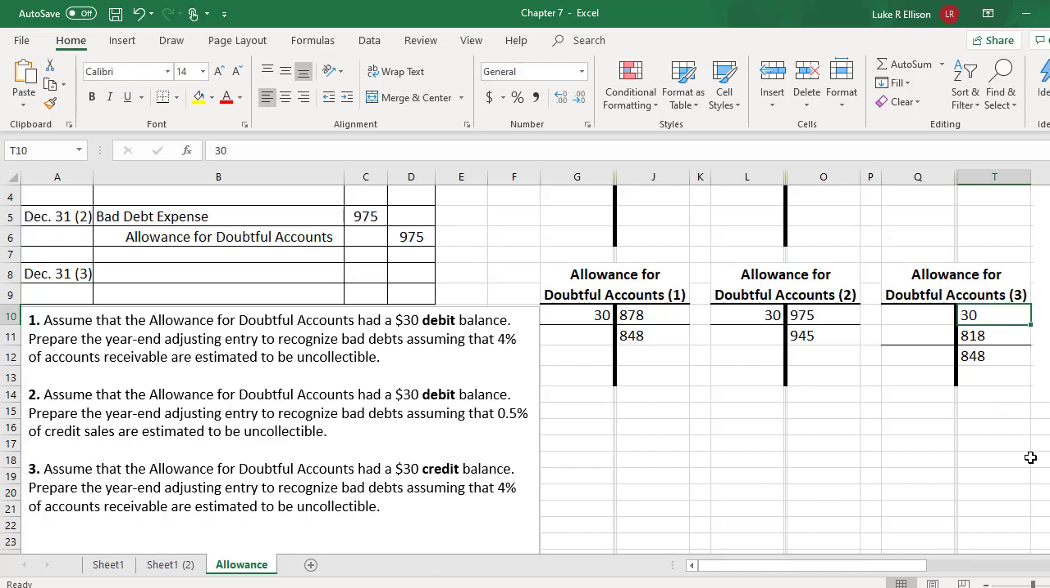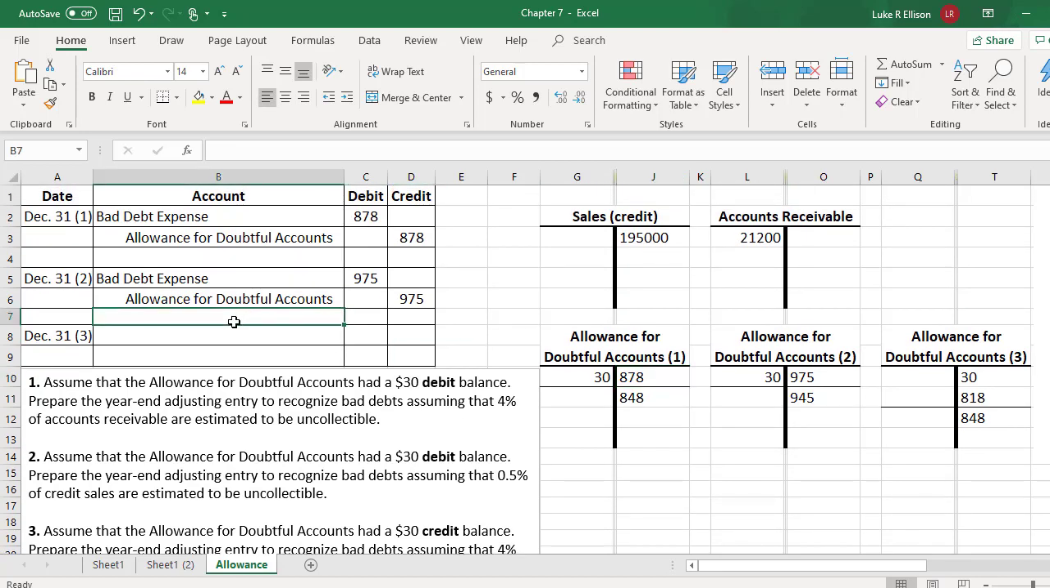So if you have a credit balance for allowance for doubtful accounts, what you need to do is take the balance that you calculated and subtract what is already there to get the amount for the adjusting entry. Whereas if it was on the debit side, you actually have to add those two numbers together to get the amount for the adjusting entry. So here we can go to the journal and we can debit bad debt expense and credit allowance for doubtful accounts again. And this time it's going to be for $818.